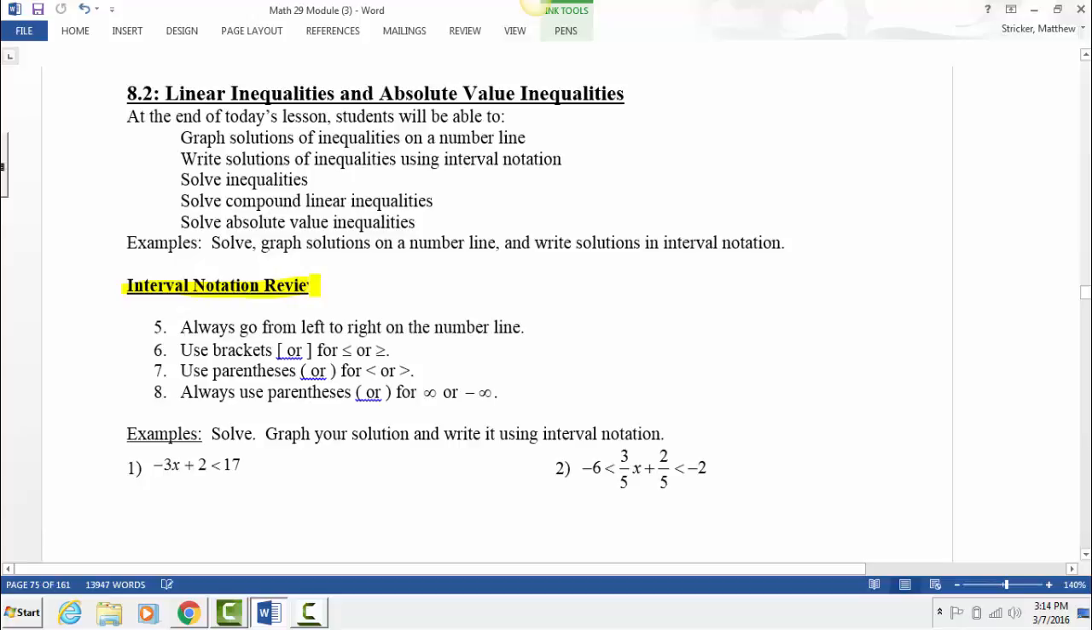You guys have used that before, but just to remember, the first thing is we always go from left to right on the number line. So if we have a graph solution, we want to start with the first thing that's shaded on the left and move to the right. If we have less than or equal to or greater than or equal to, we use brackets. So if it includes the value, we use brackets. And then if there's no equal to, if it's just less than or greater than, then we use parentheses. And then the last thing is we always use parentheses for infinity or negative infinity.